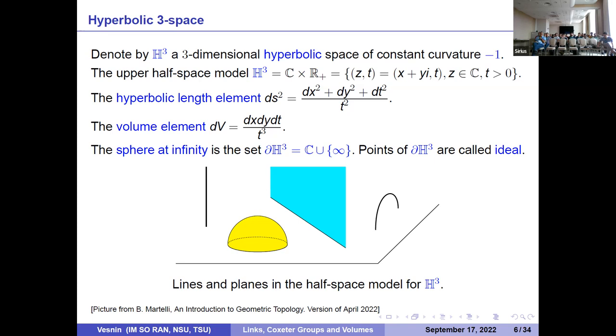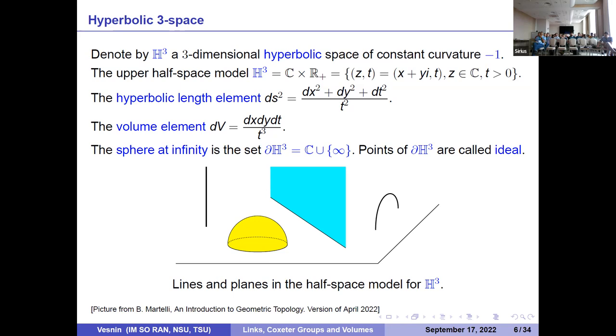And some of them are presented here schematically. In this model, lines are just vertical lines or semicircles, and planes are just vertical half-planes and parts of the surface of a sphere. And since we have a metric, and since we have three-dimensional objects here, we can write the volume element. It's just the standard technique of Riemannian geometry. So we know how to calculate volume.